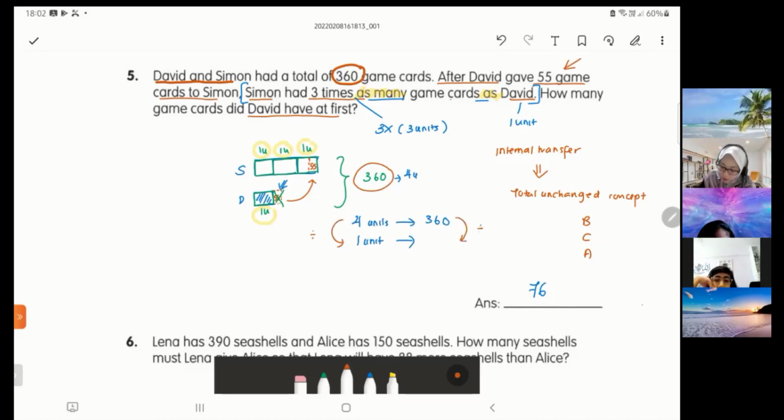So here must also divide. Divide by what? Divide by 4. Since 4 divided by 4, here also divide by 4. 360 divided by 4 equals to 90. So which means this is 90. And then you just plus the 55 just now I say, equals to 145. Answer. Answer is 145.